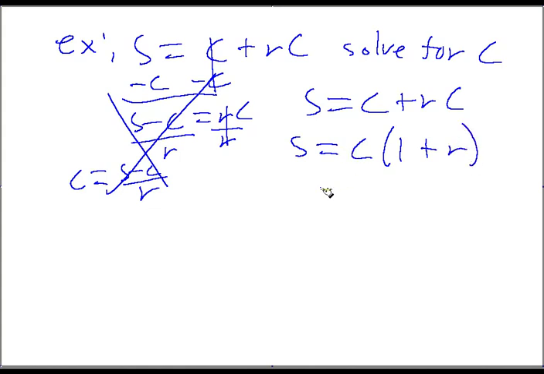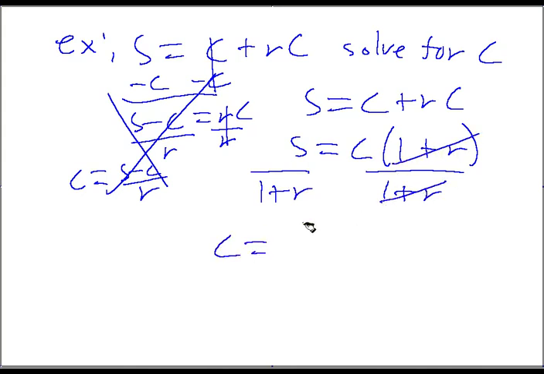Now we have something that looks familiar, and I can finish solving for C by dividing both sides by 1 plus R. Are you with me on that? So the final answer is C equal to S over 1 plus R. In other words, the cost is the selling price divided by 1 plus the markup rate.